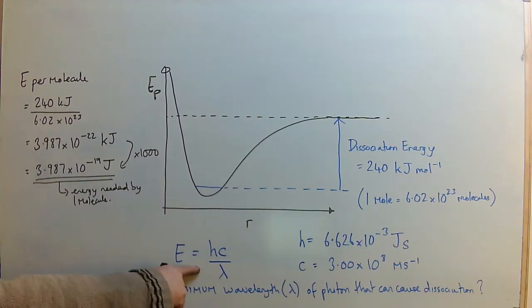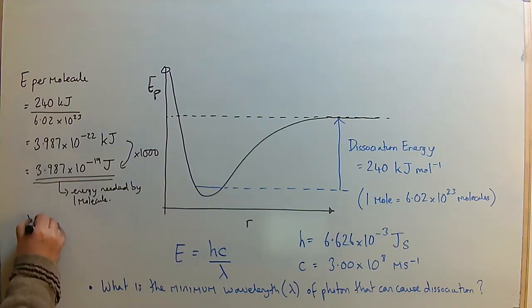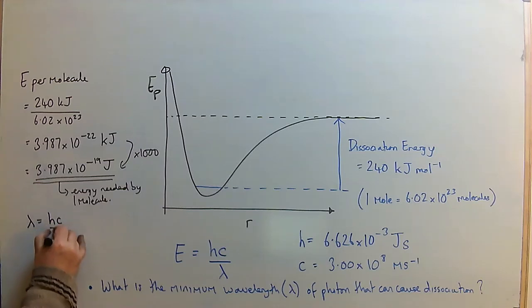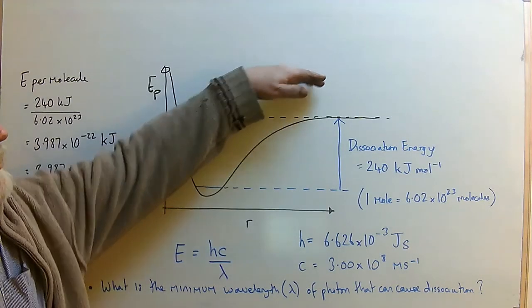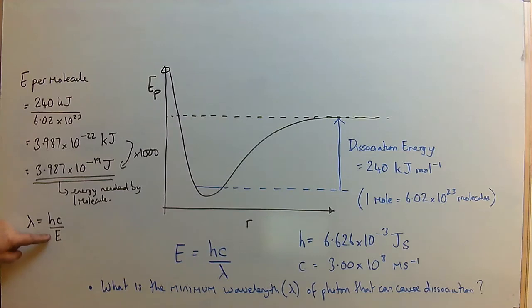So if we take this equation and rearrange it, we can get that lambda is equal to hc over E. So if E is the minimum amount of energy, then lambda will be the maximum wavelength. Because you can see that if we have a bigger amount of energy, which obviously would still be enough, that will still blow it apart, but if we have a bigger amount of energy, that will correspond to a shorter wavelength. So what we're talking about here is what's the maximum wavelength that would work.